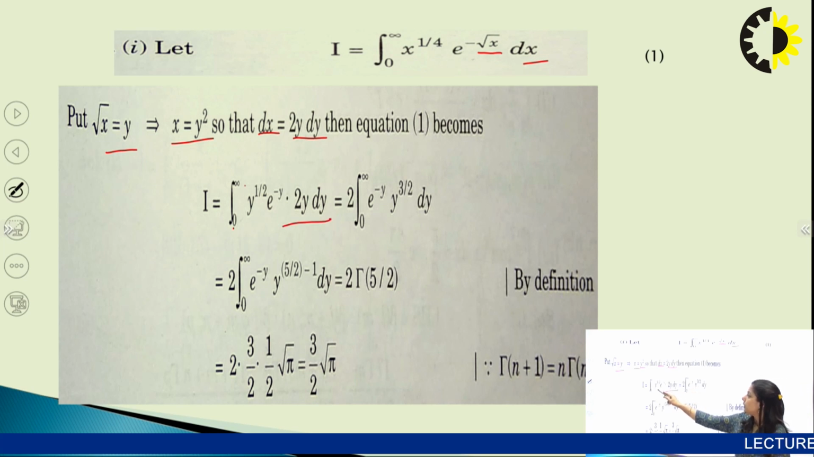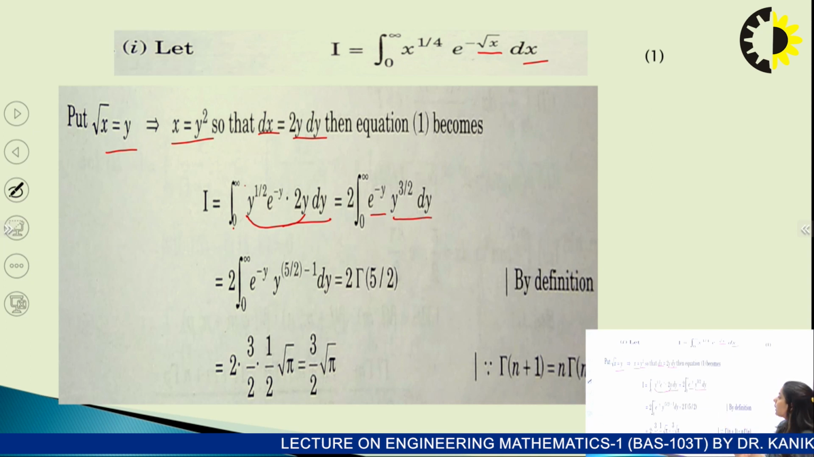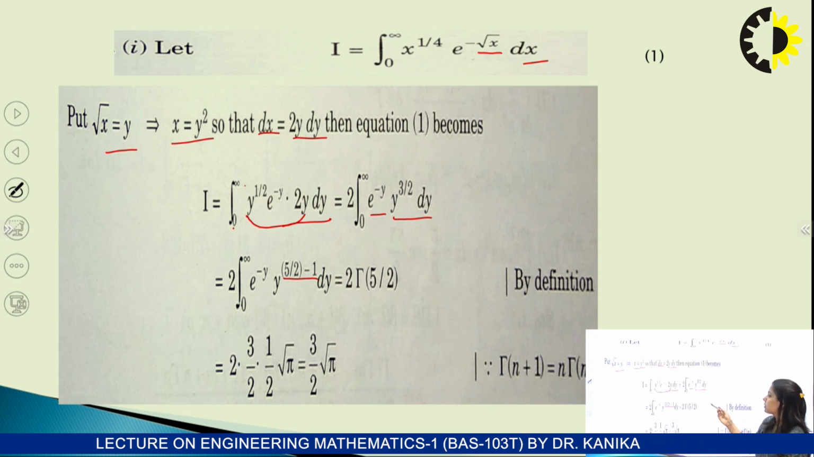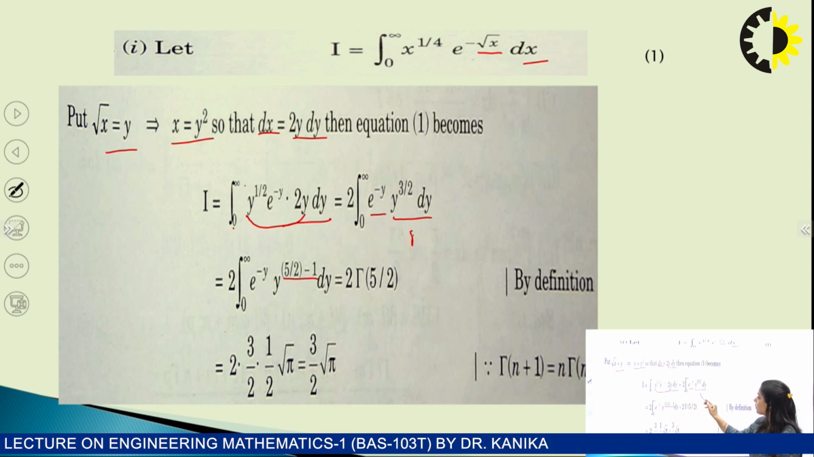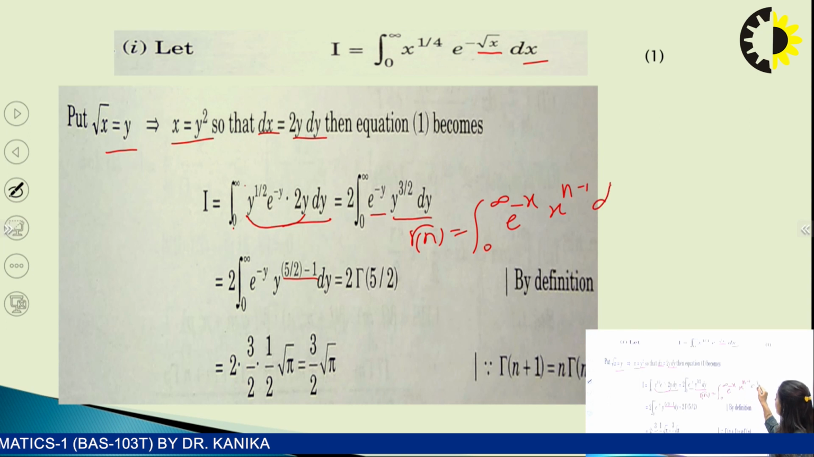Now simplify the powers of y, then this is equal to 2 integration 0 to infinity e power minus y and y power 3 by 2. We can write 3 by 2 as 5 by 2 minus 1. So by the definition of the gamma function, gamma n is equal to integration 0 to infinity e power minus x x power n minus 1 dx. So here the value of n is equal to 5 by 2. So this is equal to 2 gamma of 5 by 2.